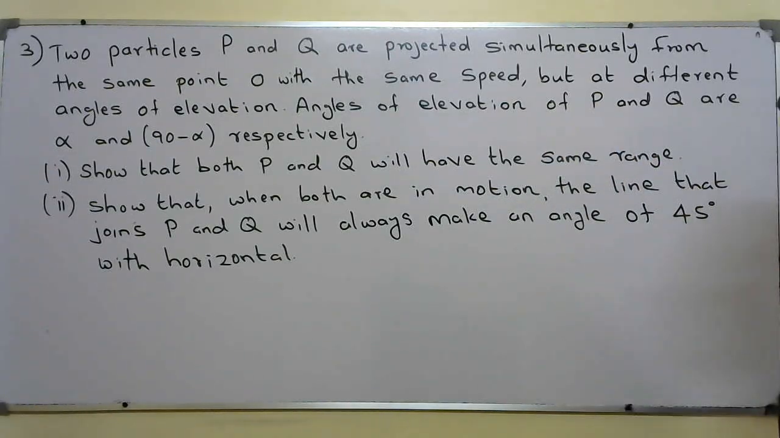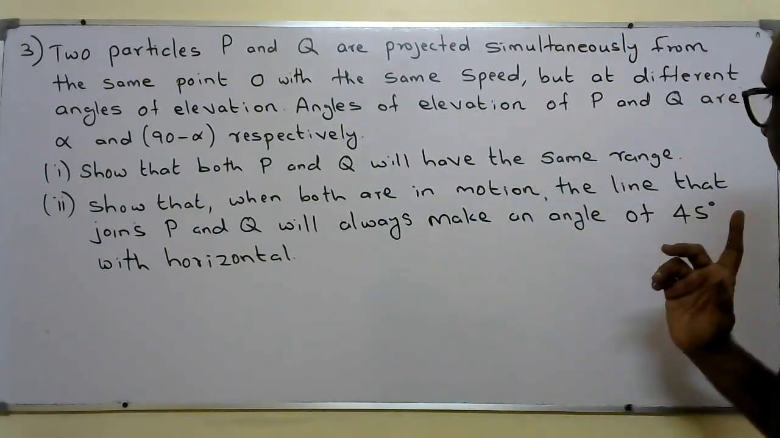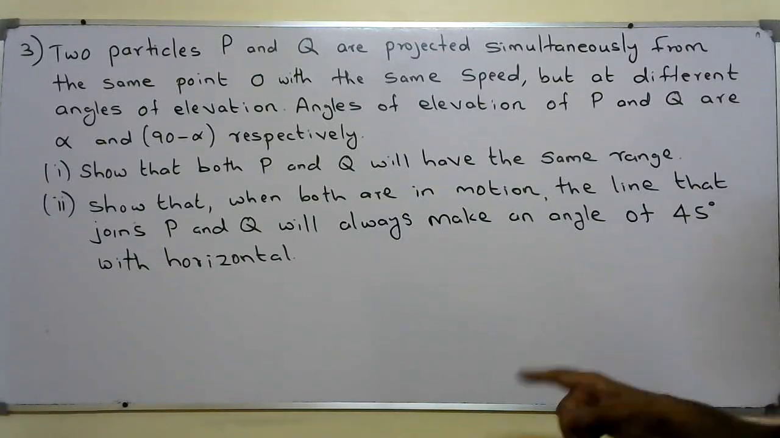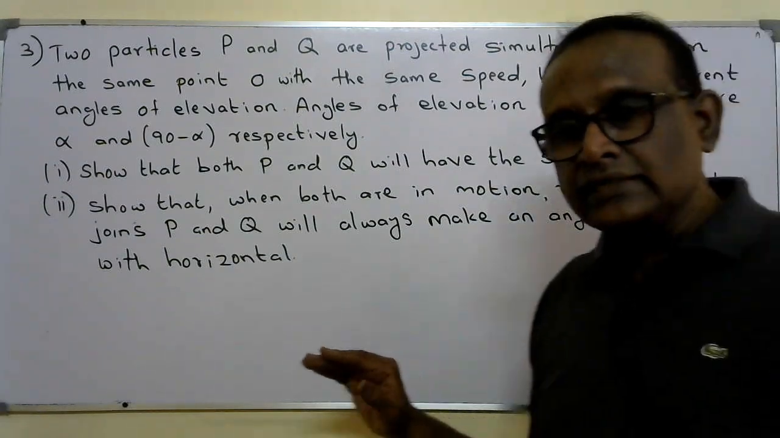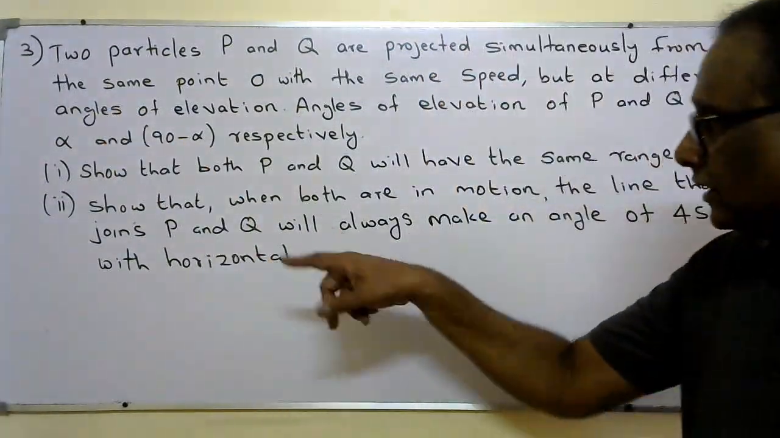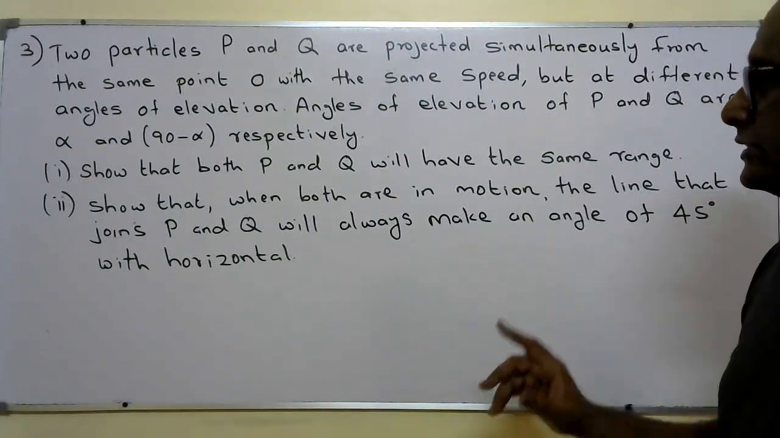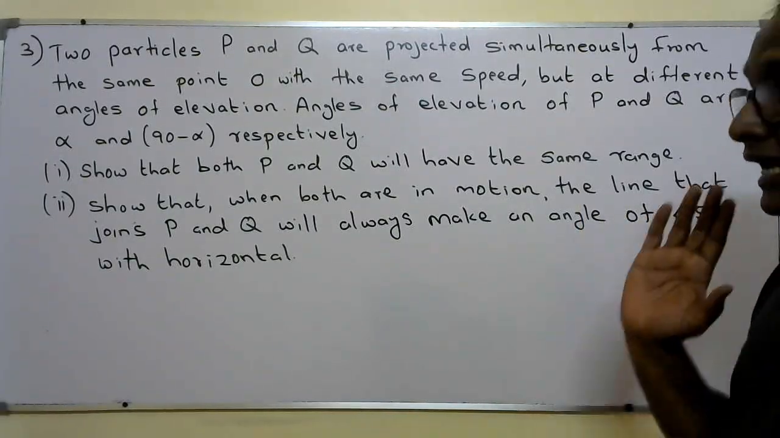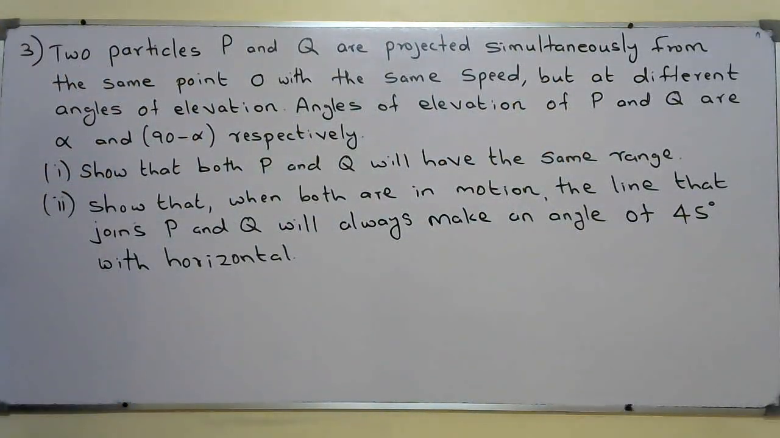That's nothing hard. Second part, show that when both are in motion, the line that joins P and Q, an imaginary line connecting the particles, will always make an angle of 45 degrees with the horizontal at any time t. We have to show that as the second part.